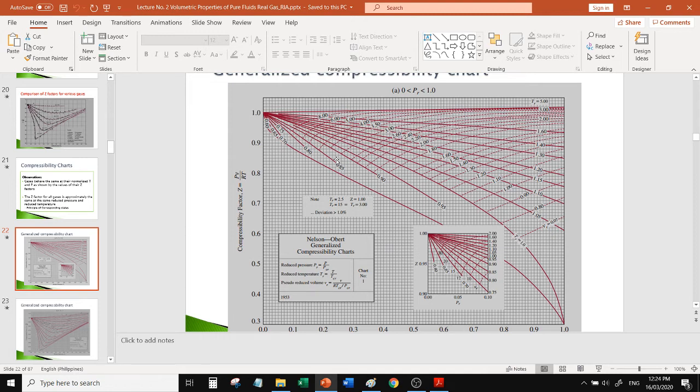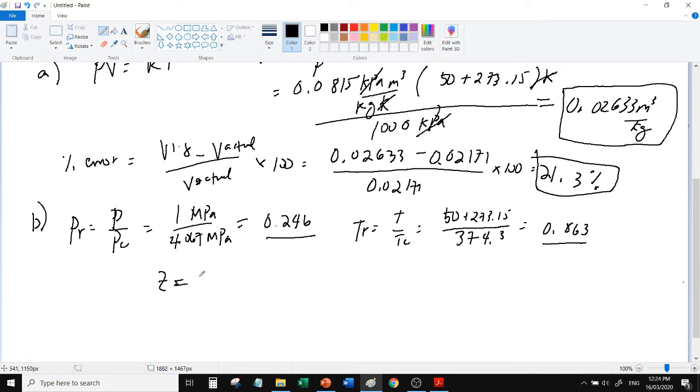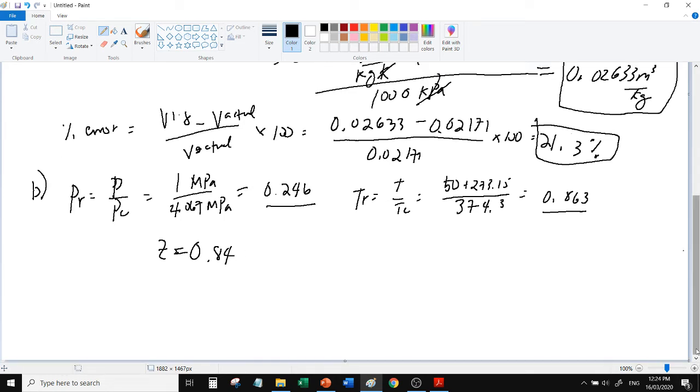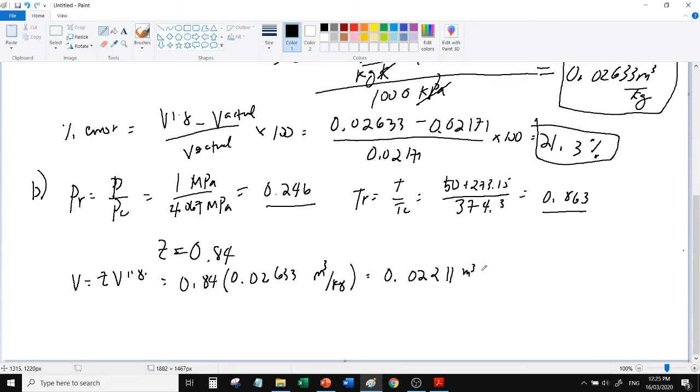So, at this point yon, papatamain natin dito sa y-axis. And that's about a little lower than 0.85. So, it's about 0.84. Okay? Now, let's use that to solve for V. Ano bang equation ng V using compressibility chart? It's Z times V IG, diba? So, 0.84 times yung nakuha nating V IG from letter A, 0.02633 meter cube per kilogram. So, times 0.84 yun. The answer is 0.02211 meter cube per kilogram.